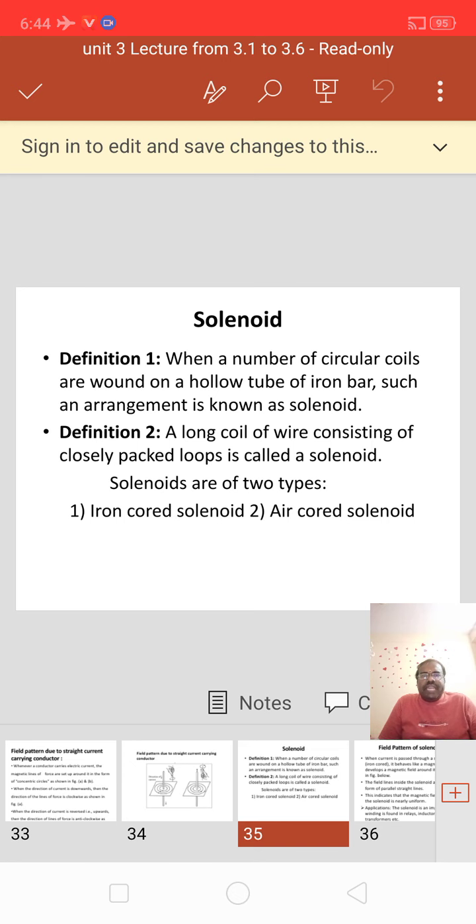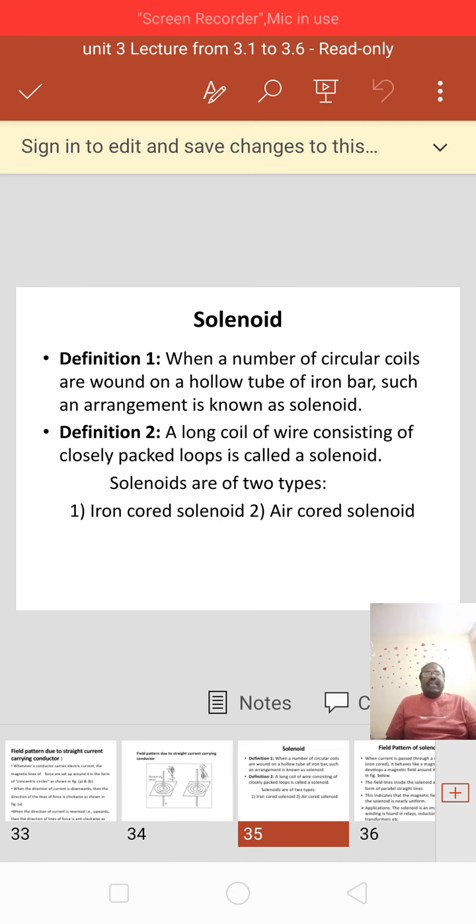Now, what is meant by solenoid? Definition 1: when a number of circular coils are wound on a hollow tube of iron bar, such an arrangement is known as a solenoid. A long coil of wire consisting of closely packed loops is called a solenoid. These solenoids are of two types: iron core solenoid and air core solenoid.